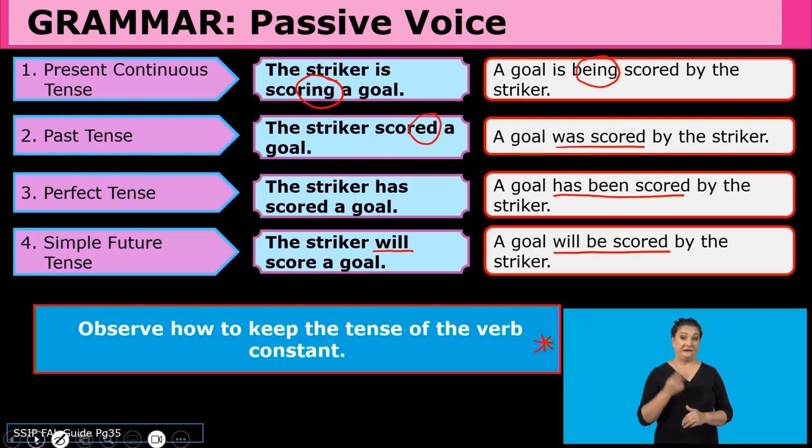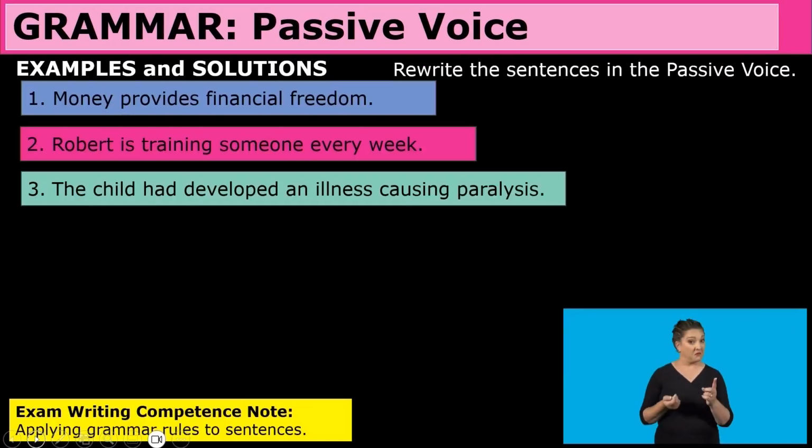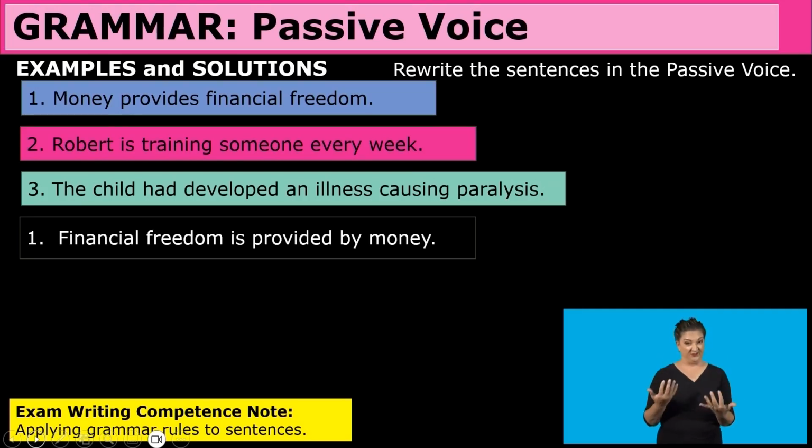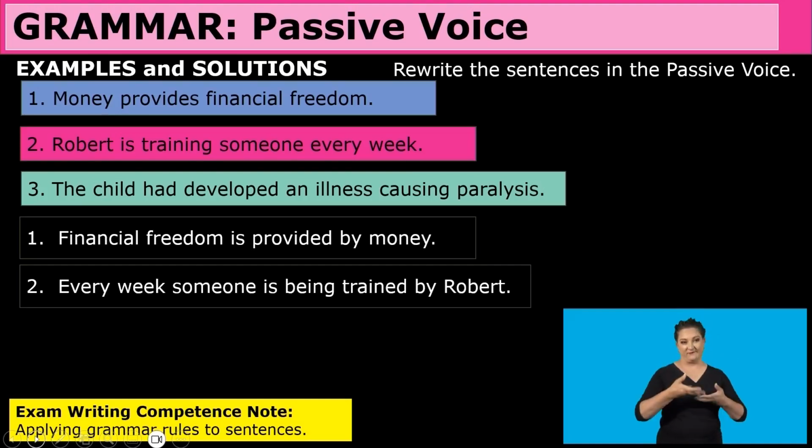Now, let's see if we can apply it to sentences of our own. So let's read. Money provides financial freedom. In our response, financial freedom is provided by money, all right? Robert is training someone every week. Every week, someone is being trained by Robert. Take note, your ing ending is included in my passive voice.